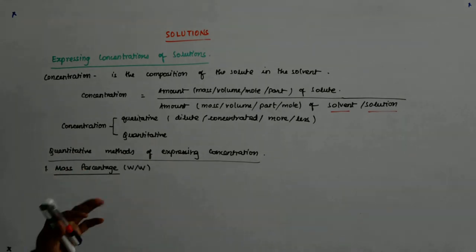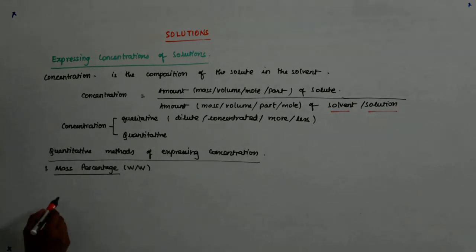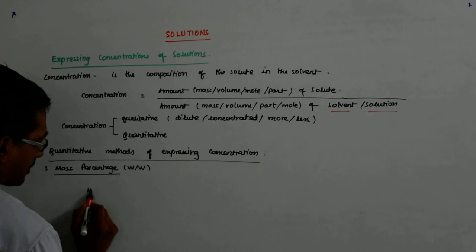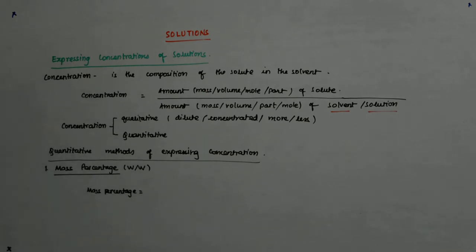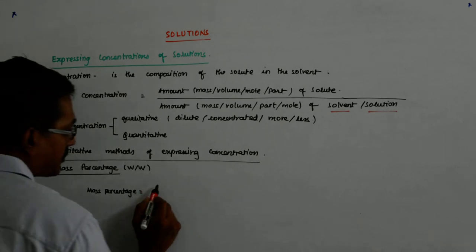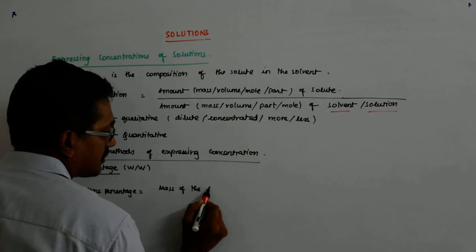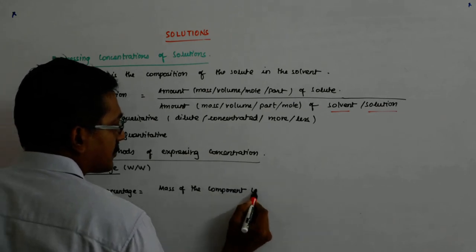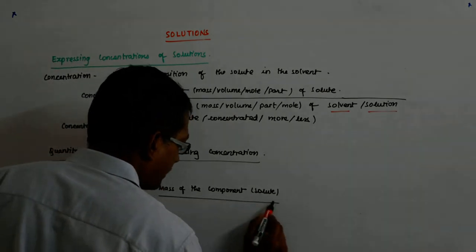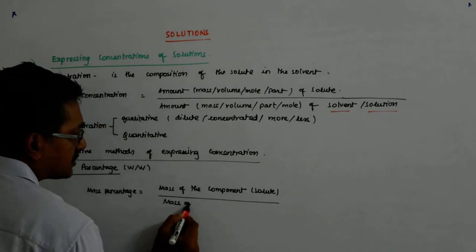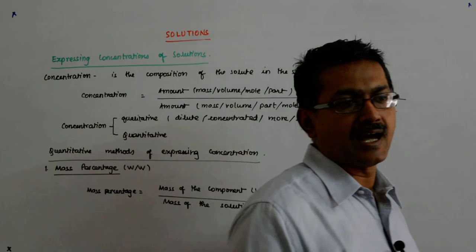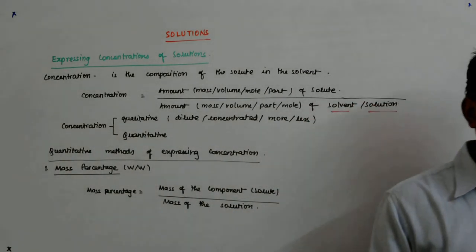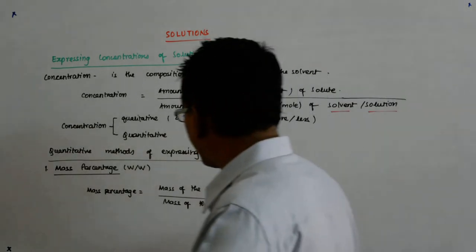So mass percentage. I understand that we are talking about mass, but one thing has to be kept in mind. Mass percentage is equal to the mass of the component, that is the solute, divided by the mass of the solution. For the solution you have that solute included there, the solute is included there, right?